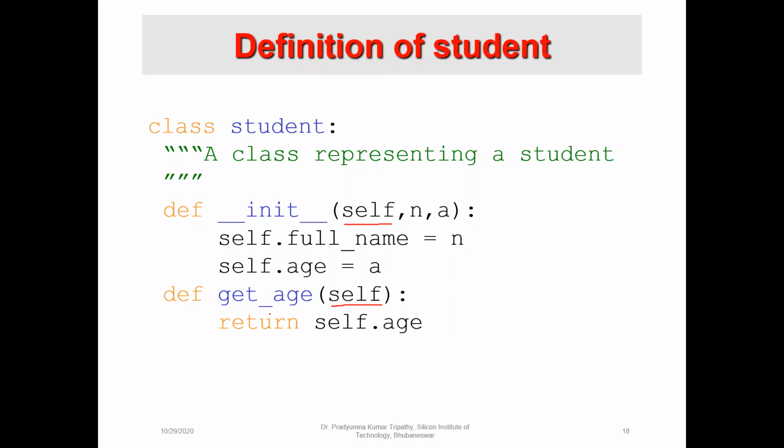So can you identify what are the data members over here? What are the attributes over here? Sir, full underscore name and age. Full underscore name and age. Why not n and a? Full name and age, you can see it is written with self, correct? And this n and a are nothing but parameters being passed, so these are local parameters only. Whereas if you are writing self dot something, that means these are the data members, right?